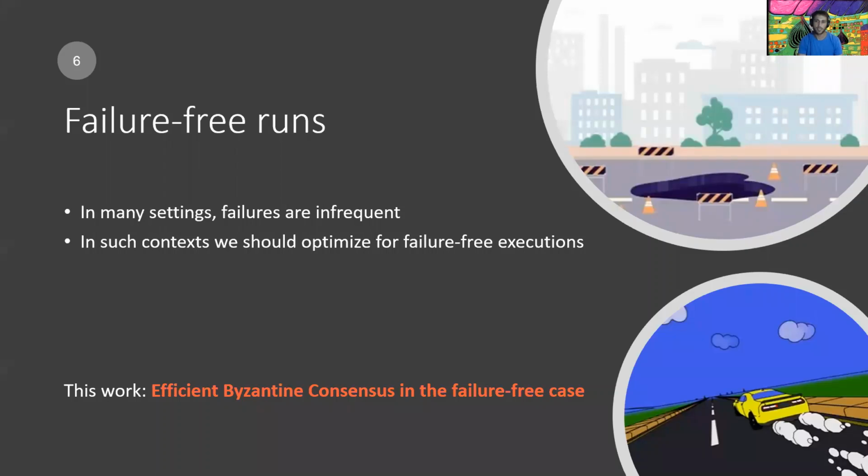In many settings, failures are infrequent. In such contexts, we may wish to optimize for failure-free executions. For example, if you're always driving as slow as if there are potholes in the road, then your typical 10-minute drive to work will always take an hour. In this work, we do exactly that, failure-free optimization for Byzantine consensus. That is, we want to design protocols that are very efficient when no failures occur, drive fast when there are no potholes, but are resilient to failures if they do occur, slow down if there is a pothole.